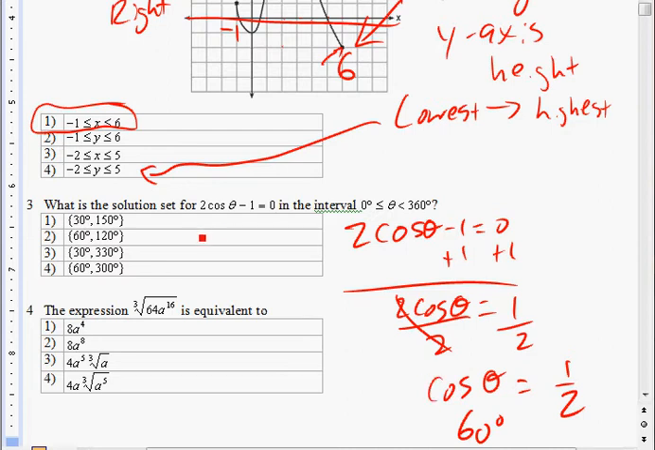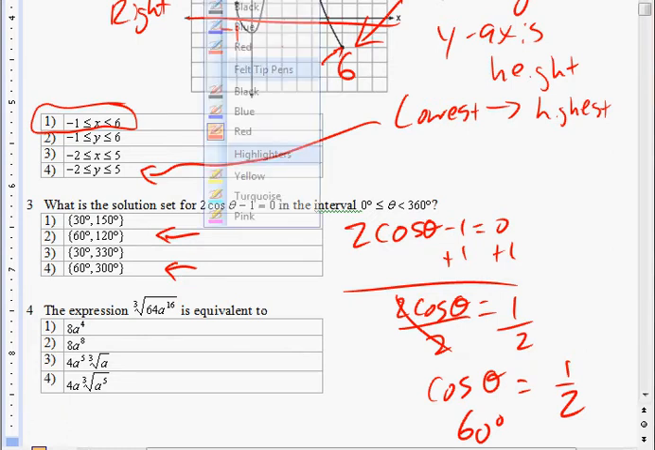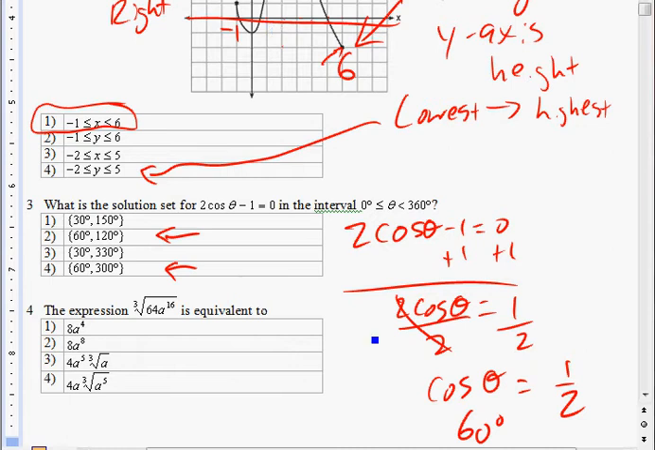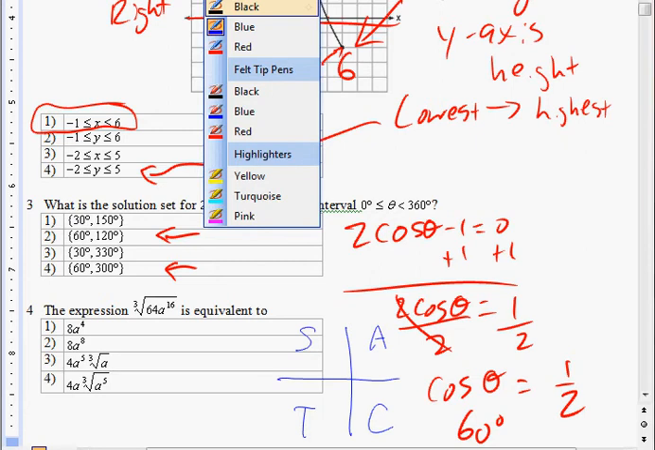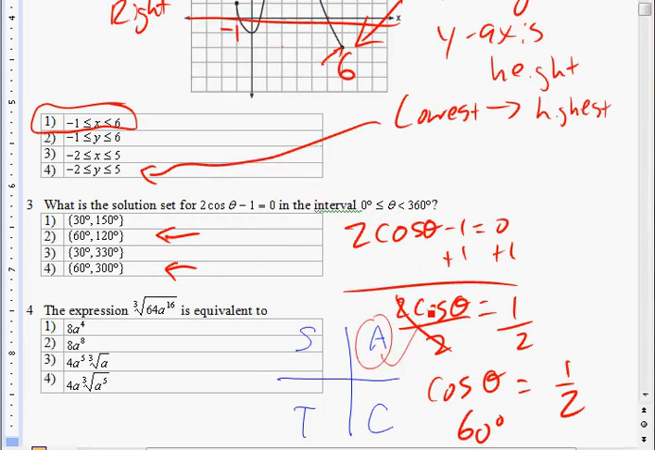And two possible solutions, choice 2 and choice 4. Now you've got to think about which other quadrant cosine is also positive 1/2, right? So if you remember, "All Students Take Calculus." We have 60 degrees, that's quadrant 1. In quadrant 1 cosine is positive, that's checked. But in quadrant 4 cosine is also positive.